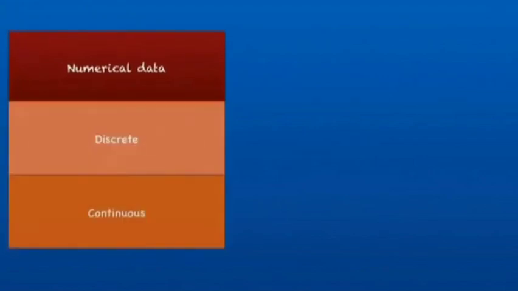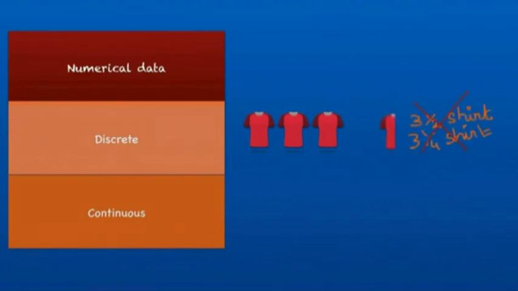Numerical data is divided into discrete and continuous data. Discrete data is usually a whole number, that is discrete values. Sam can purchase a single shirt, 2 shirts, 3 shirts, but he cannot have 3.5 shirts or 3 1/4 of a shirt. Every value is uniquely identified, that is discrete data.